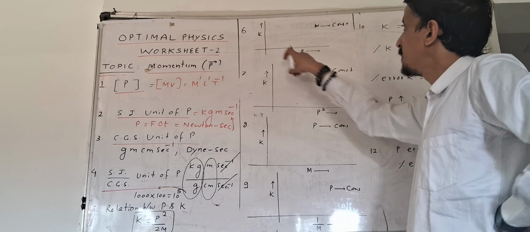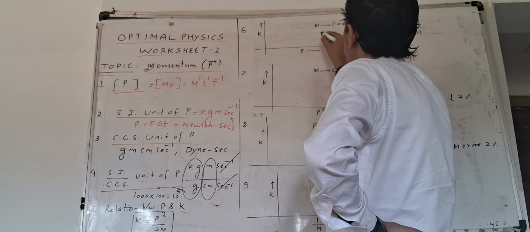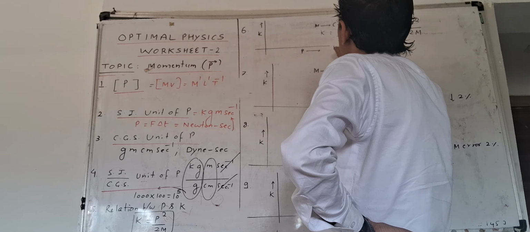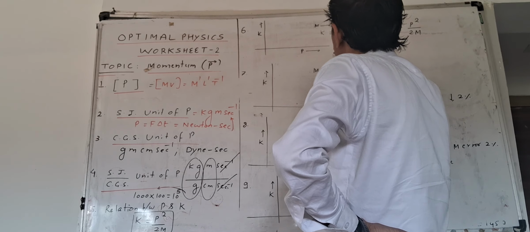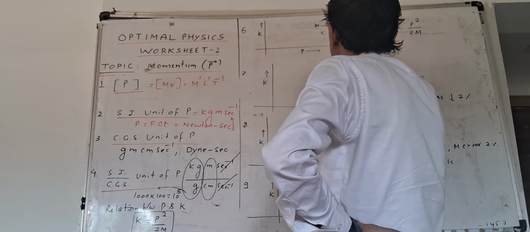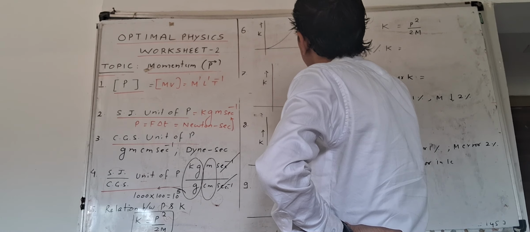Now there are some graphs related to this question. Graph between kinetic energy and momentum when mass is constant. Using the expression K is equal to p square by 2m, we can say that K is proportional to p square. So the graph will be a parabola. If we draw the graph, it will be a parabola like this.